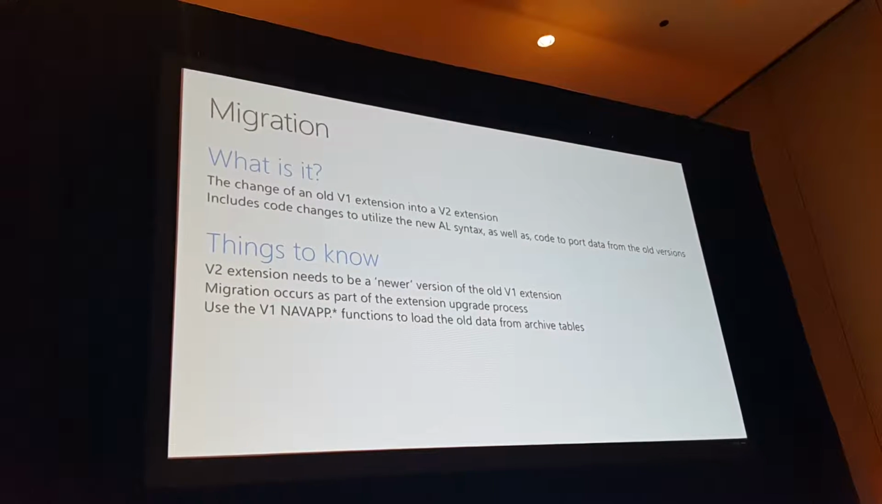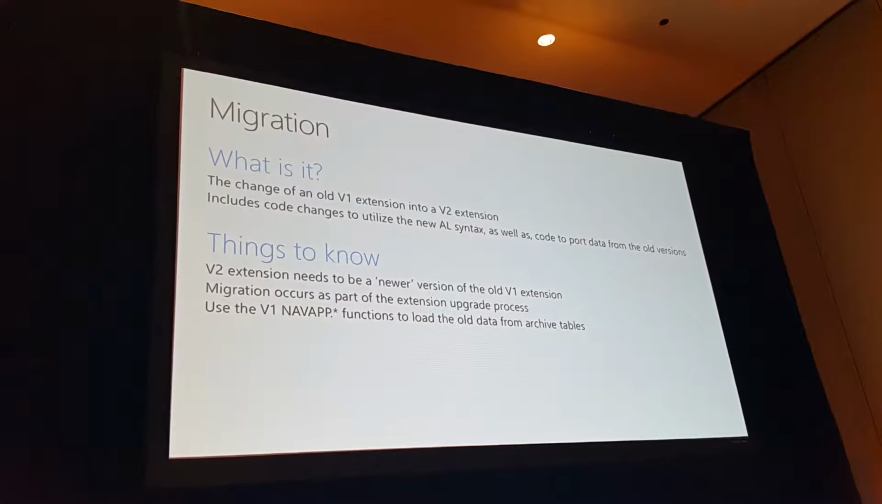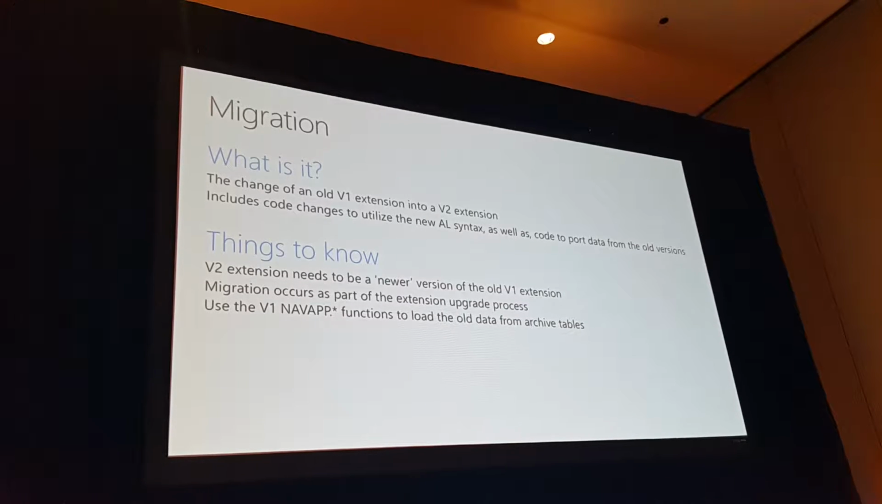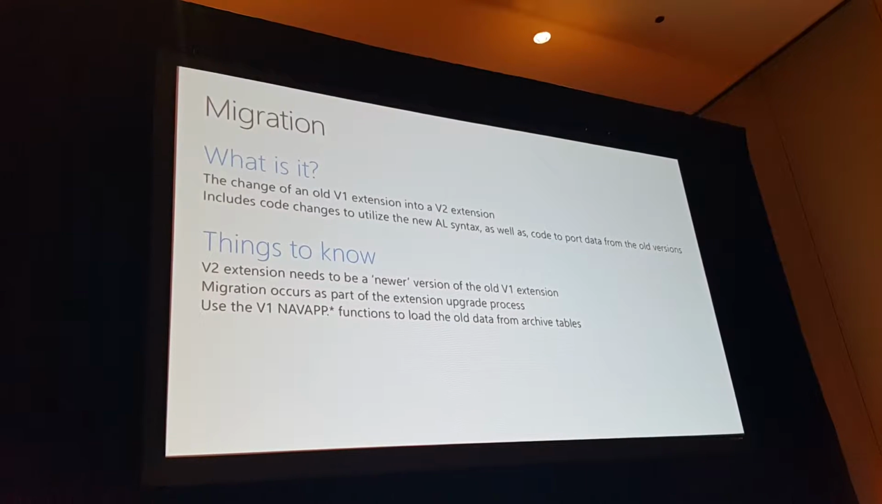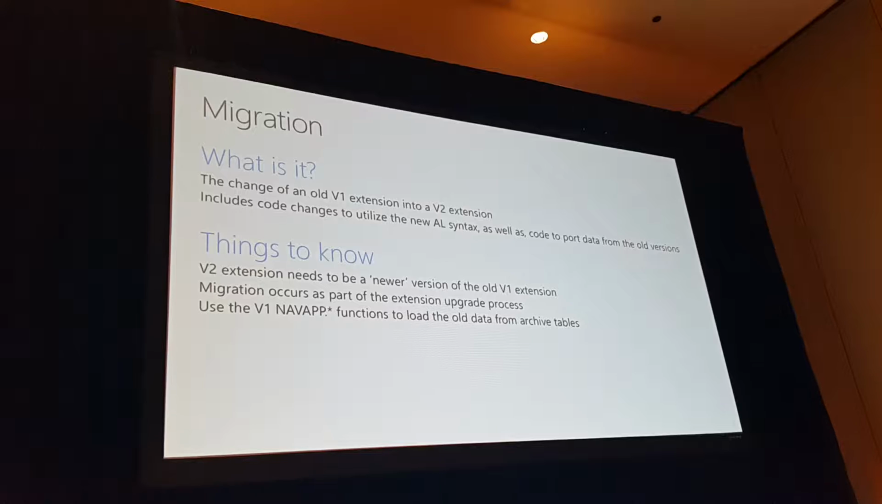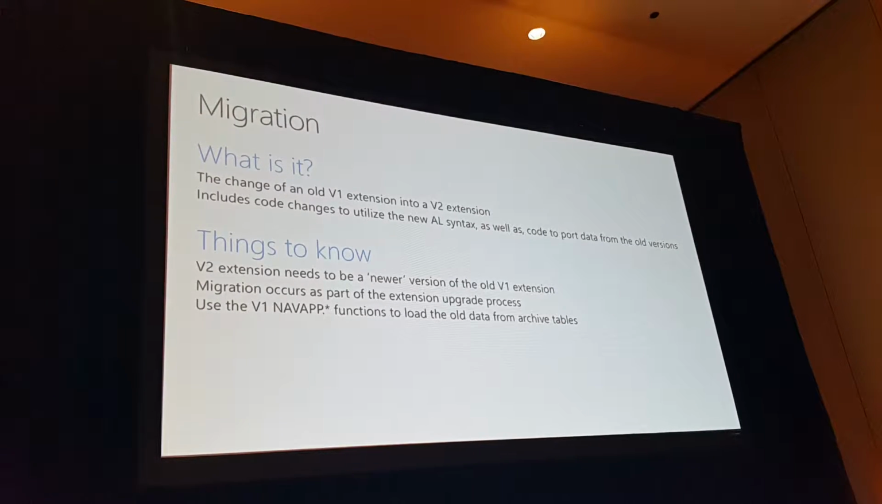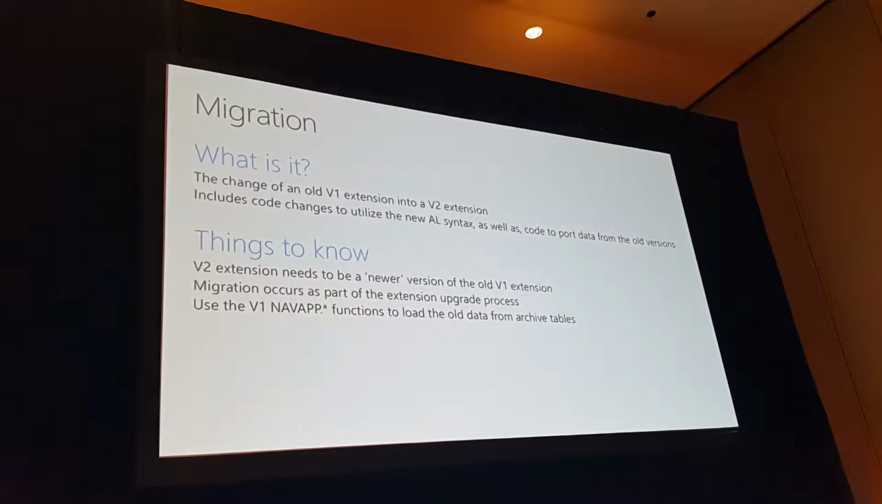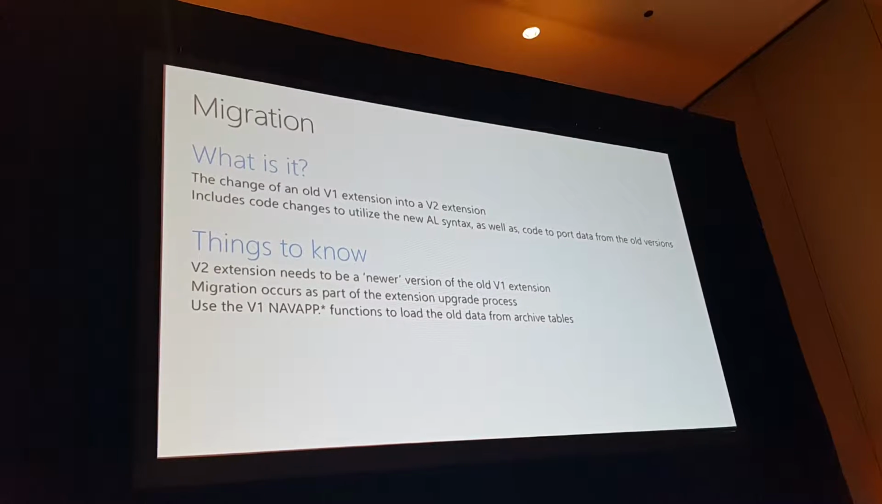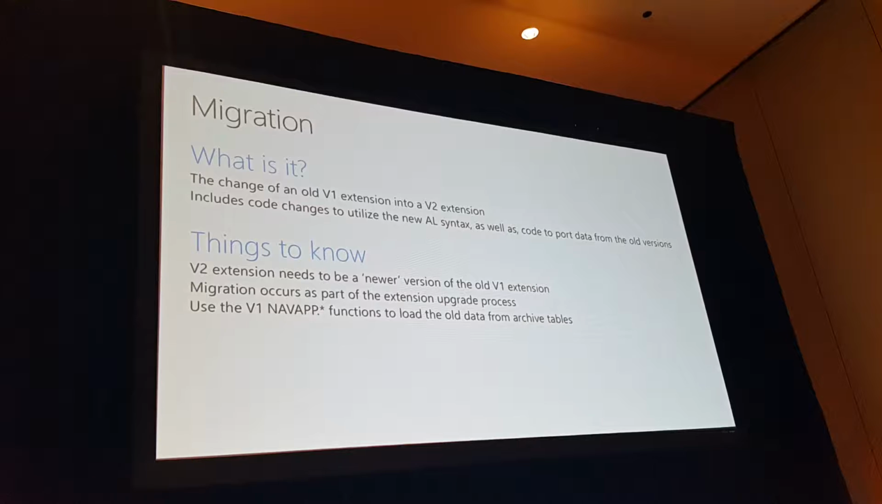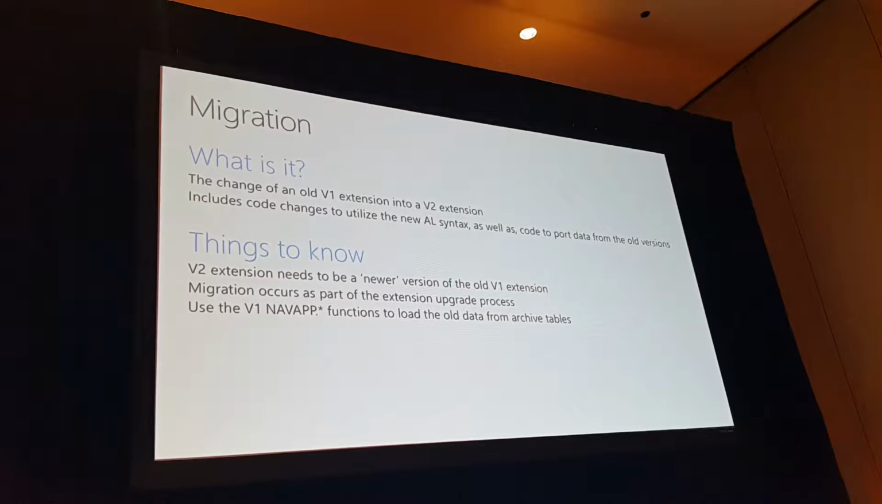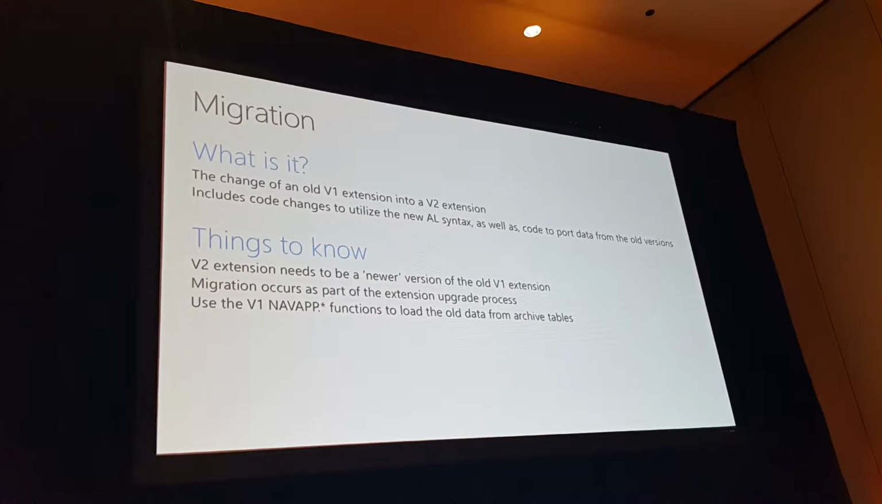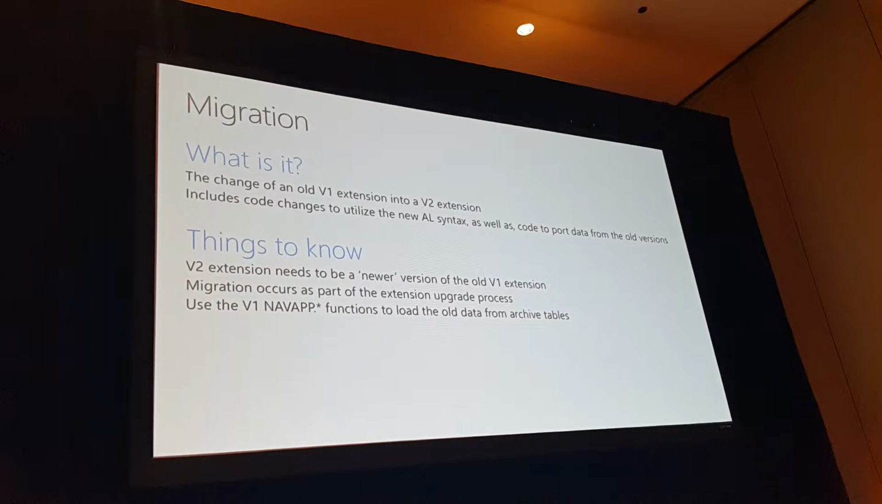And what I'm going to talk about here is mostly the code changes, but I will also talk briefly about the upgrade as well. So a couple of things you need to know as you start this process. You'll need to change the version of the V2 extension to be newer than the version of the V1 extension. And I'll talk about that a little bit more. The migration of data occurs as part of the upgrade process. So there's not something separate you have to write. It's going to be in that same model.